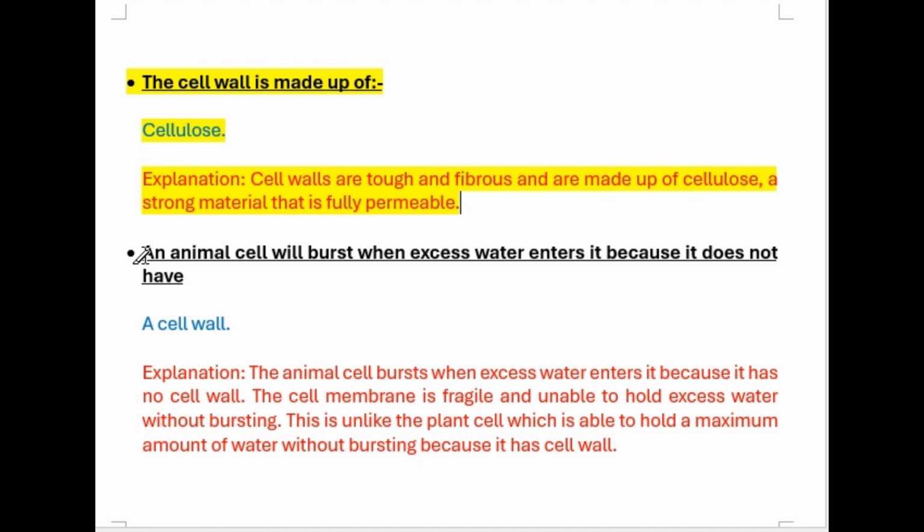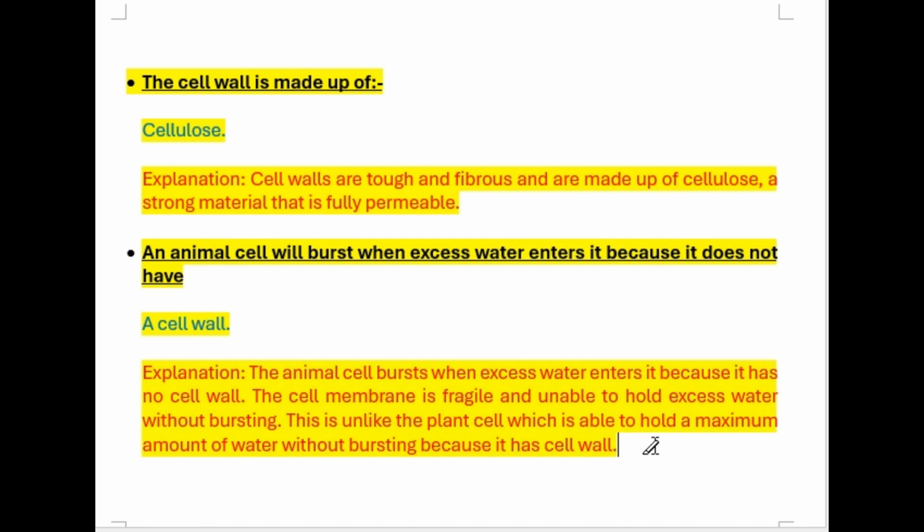An animal cell will burst when excess water enters it because it does not have a cell wall. Explanation: the animal cell bursts when excess water enters it because it has no cell wall. The cell membrane is fragile and unable to hold excess water without bursting. This is unlike the plant cell, which is able to hold a maximum amount of water without bursting because it has a cell wall.